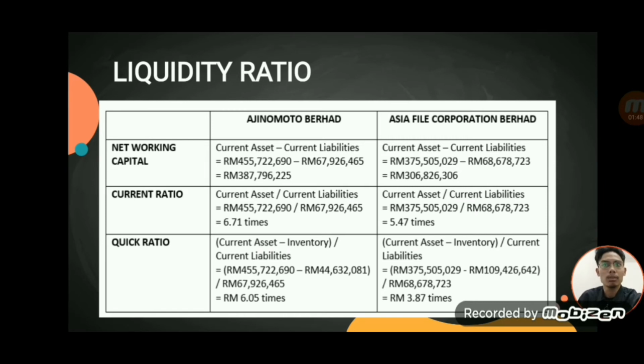This happened because Ajinomoto Berhad demonstrates more business ability to generate money to meet its short-term obligations. Asia File Corporation Berhad obtained a small current ratio that may be due to an increase in short-term debt or a decrease in current assets. Then in terms of quick ratio, Ajinomoto Berhad has a better ratio than Asia File Corporation Berhad. This is because Asia File Corporation Berhad has lower sales and inventory turnover than Ajinomoto Berhad. It can be improved through converting inventory to cash or accounts receivable.